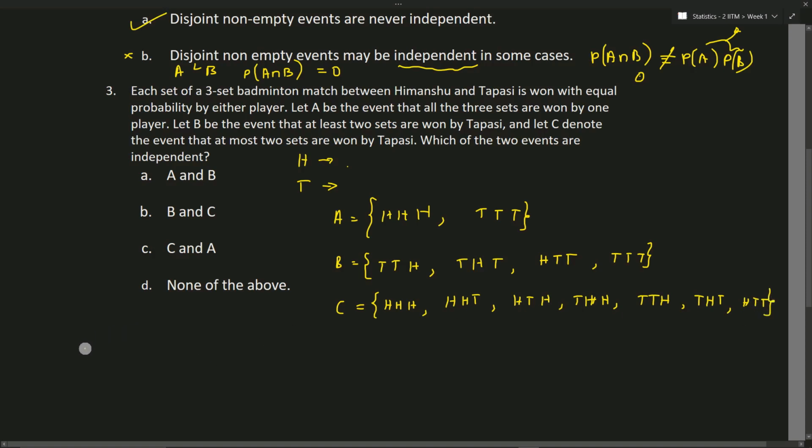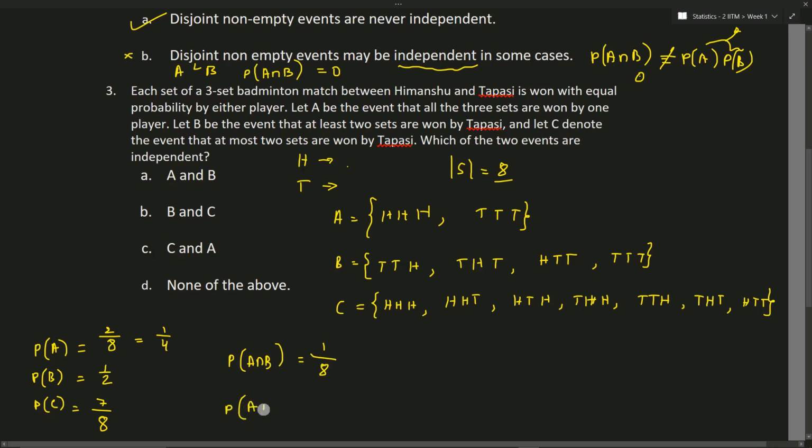Alright, so now we have to check for independence between the 3 sets. I'll find out the probability of A, probability of B and probability of C. The cardinality of the sample space is 8. So P of A is 2 by 8, that is 1 by 4. Probability of B is 4 by 8, that is 1 by 2, and probability of C is 7 by 8. So what is P of A intersection B? In this we have only one common element, that is TTT, so the probability is 1 by 8. Probability of A intersection C, again we have only one common element, so that is 1 by 8.